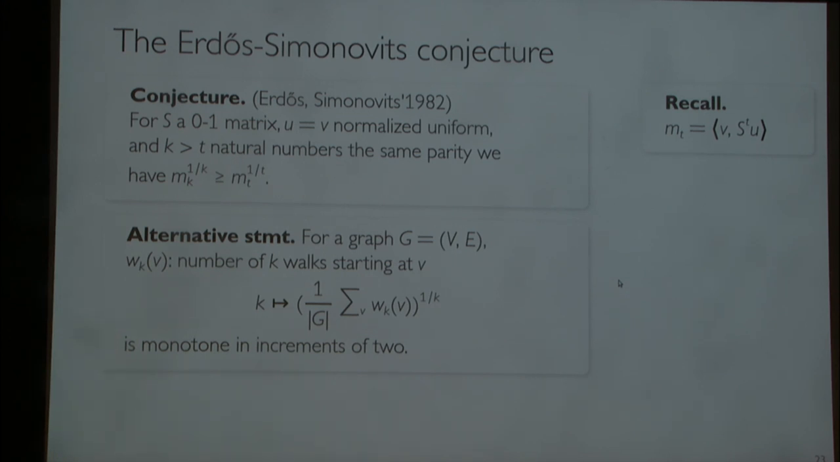What's a k walk? In Avi's example, a k-walk is like a k path, but it can visit the same vertex.